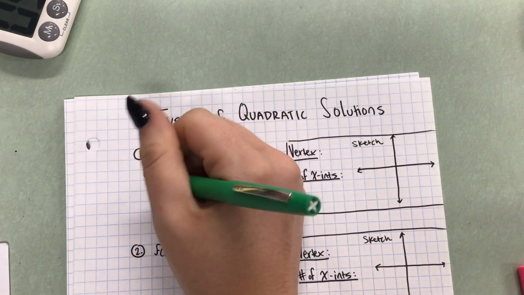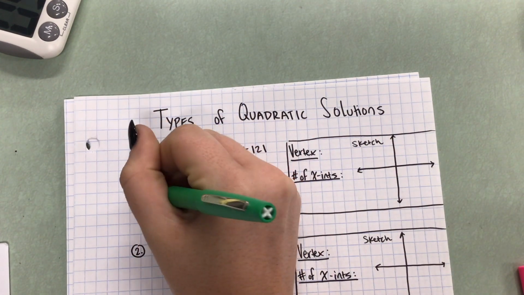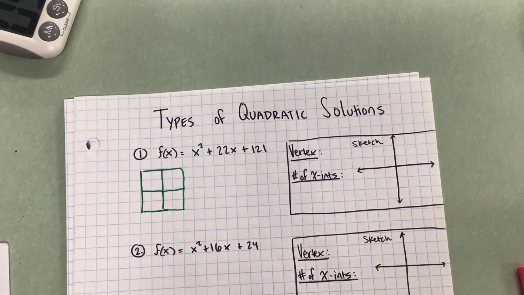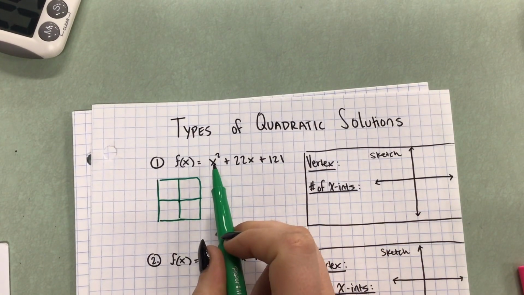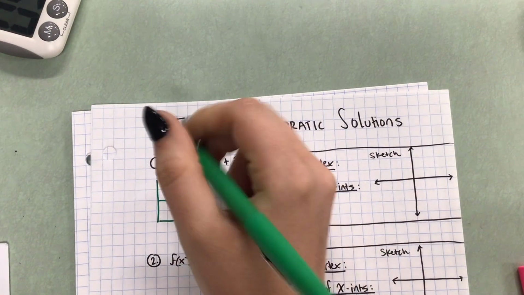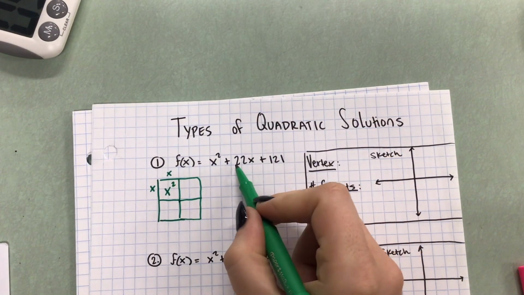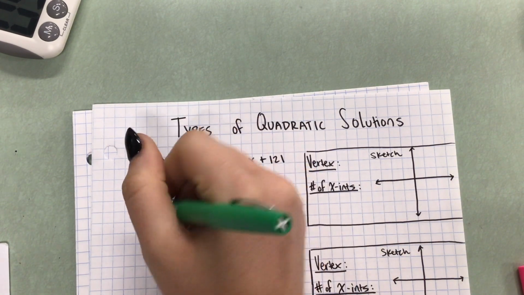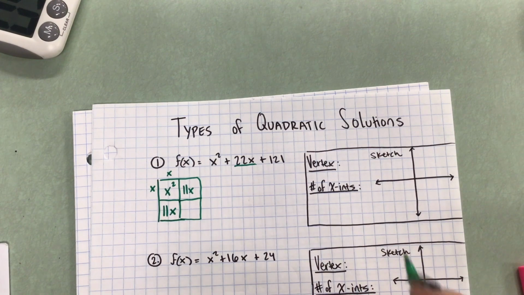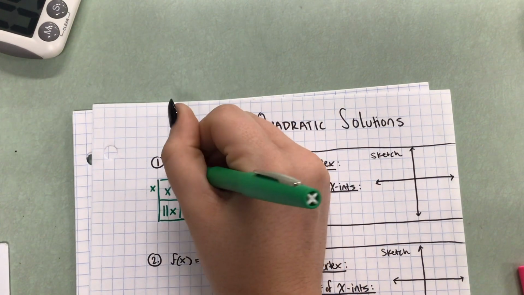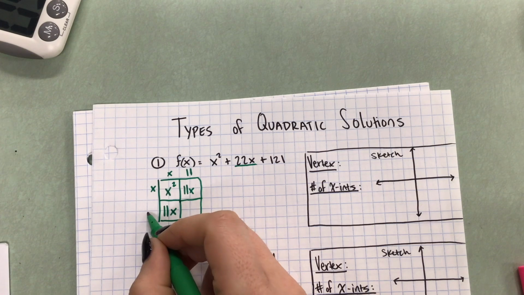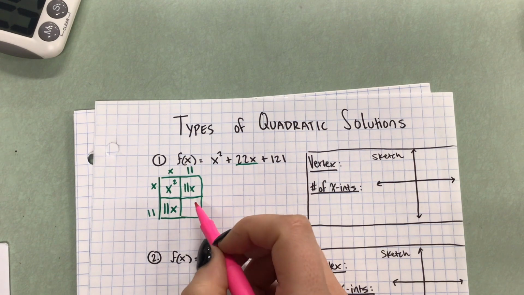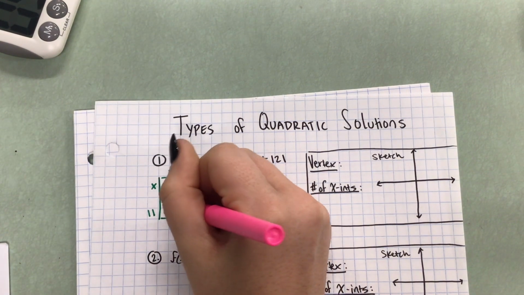So I'm going to start by just building a generic box. I know that this first box is going to have that x squared, so I'm going to have an x and an x here. I want to take half of that 22x, so I want to put an 11x here and an 11x here to keep it balanced. What times x gives me 11x? That'd be 11. And same thing over here, there'd be an 11. Now what goes in this main box to make a perfect square would be 11 times 11, which is 121.